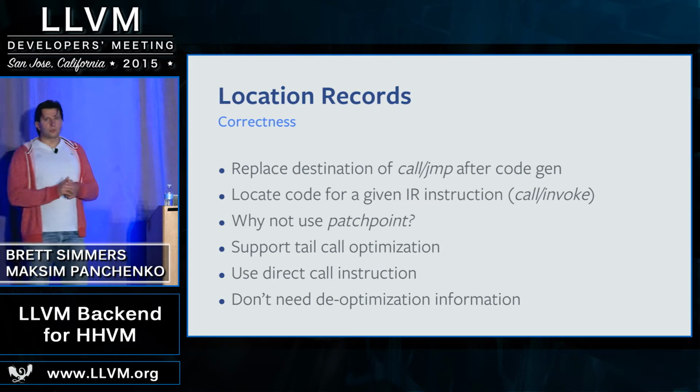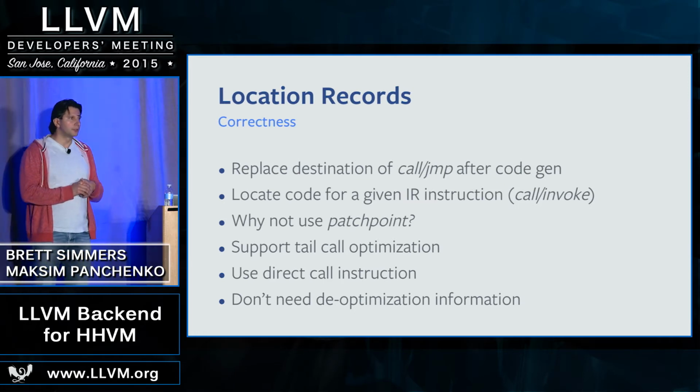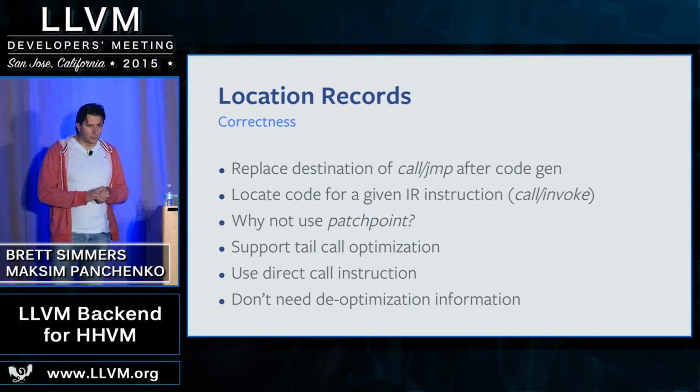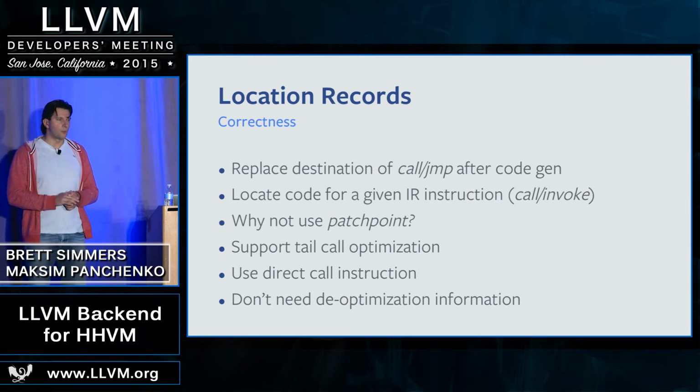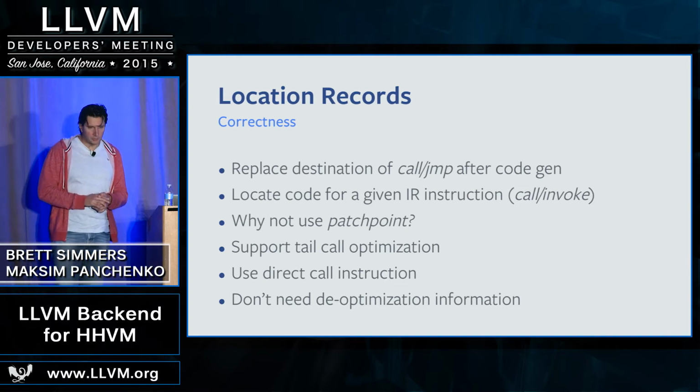We also considered using patch points, and we actually used them at some point, but we found that we're not getting the maximum performance using this solution, and we don't need the optimization information provided by patch points. We also needed to support tail call optimization for our calls, something patch point could not do at the moment. And when we were not doing tail call optimization, we wanted it to be a direct call, not an indirect one.